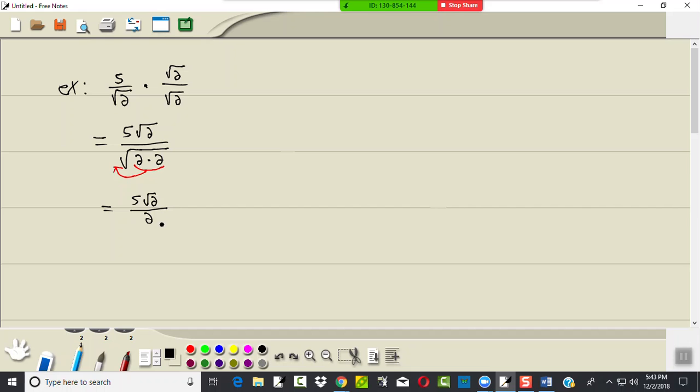Now here, there's no radical in the denominator, and there's no fraction inside of a radical. So that's our answer. Let me give you a different one.